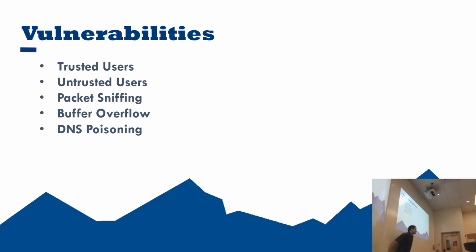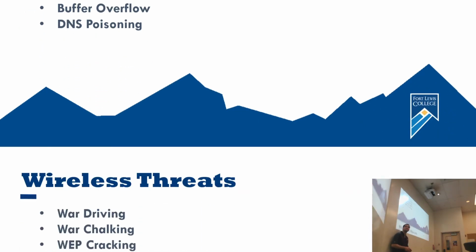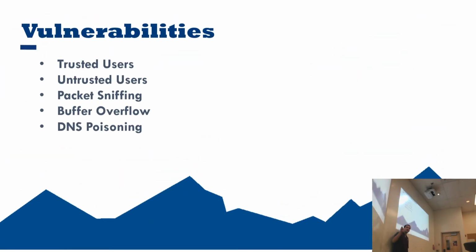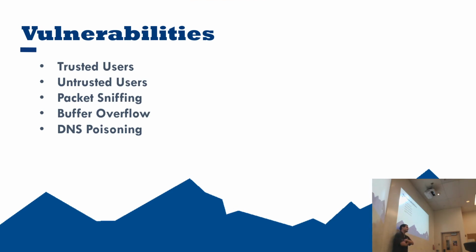So DNS poisoning. What's going on there? It's inaccurate DNS records. So if you had a DNS server that had a poisoning attack on it, you tried to go to google.com, it takes you instead to a malicious site. Okay, that could be a very big problem. So of course, how do you prevent DNS poisoning?